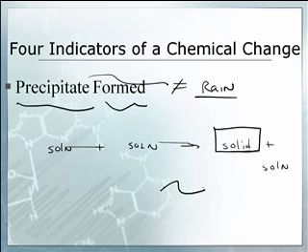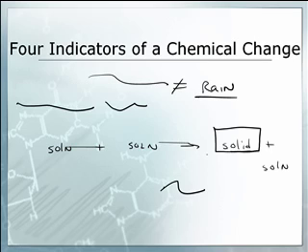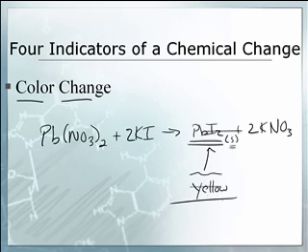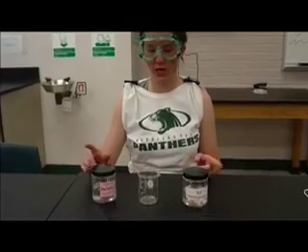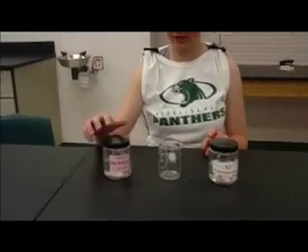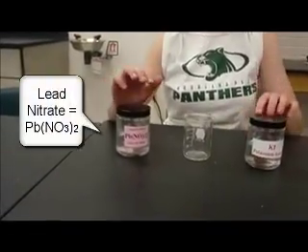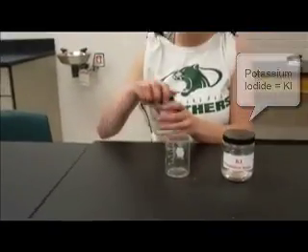So let's actually watch this cool reaction that we talked about in our previous slide right here. It'll make a yellow precipitate, and it will be solid, as we talked about. And yeah, so let's give our attention to this. We're going to do another chemical change. This one we're going to mix lead nitrate and potassium iodide.